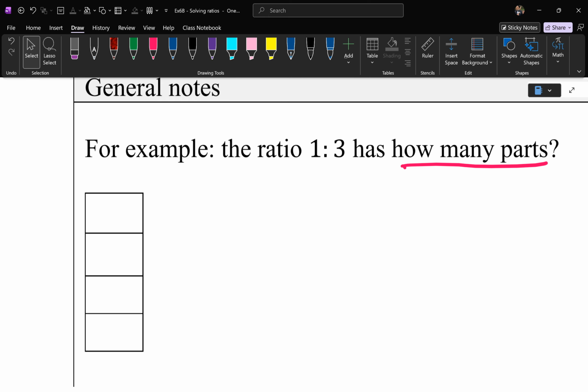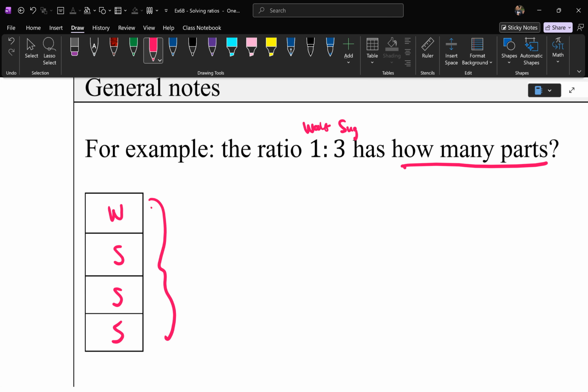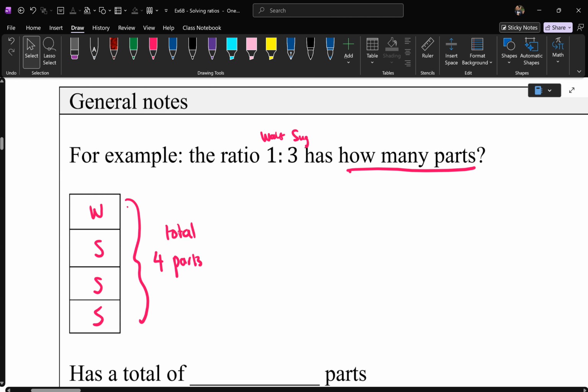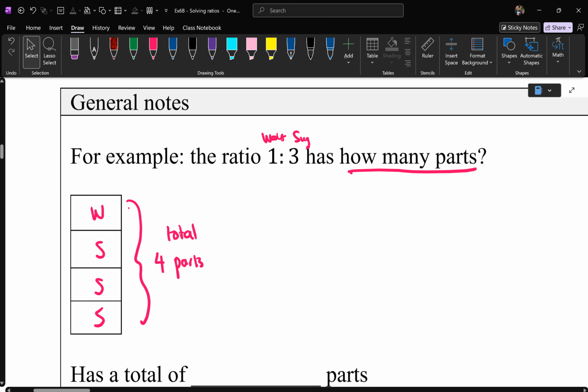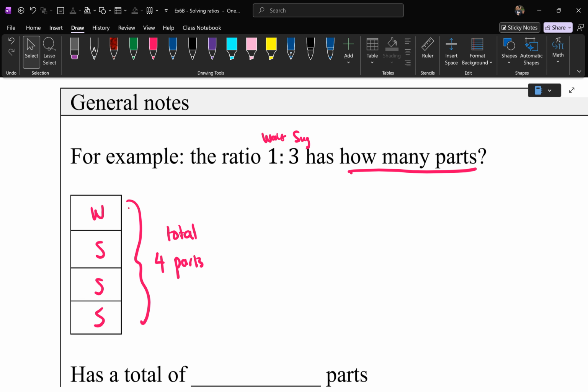Visually, you can see it here. If this was water versus sugar, then we can see 1 part is water and then 3 parts are sugar. So in total, 1 plus 3 gives you a total of 4 parts in total. Okay? And I emphasize this diagram because when you're starting to do problem solving, the diagram can help you visualize what's happening. So how many parts? You would write 4.